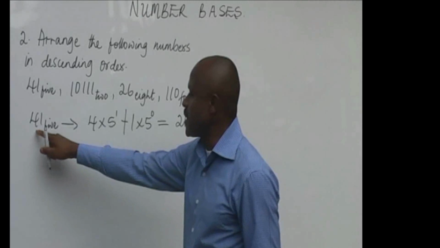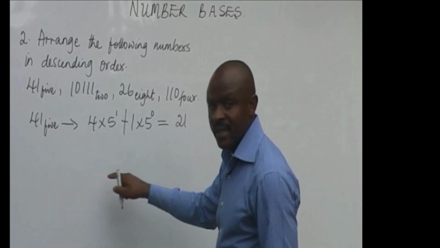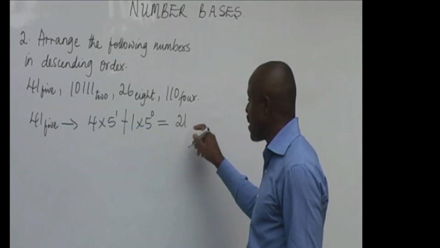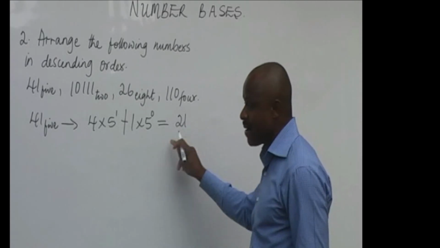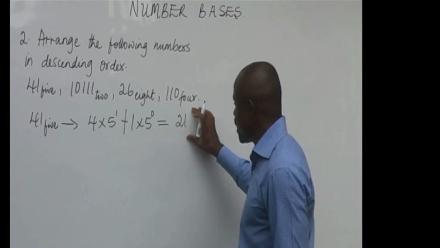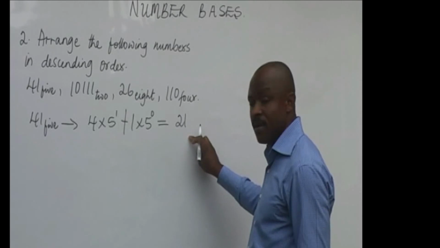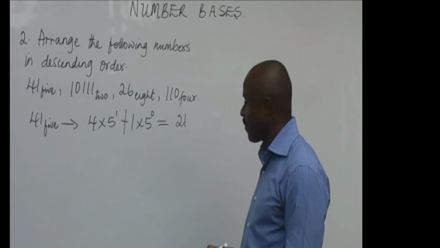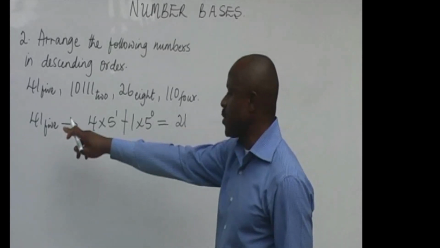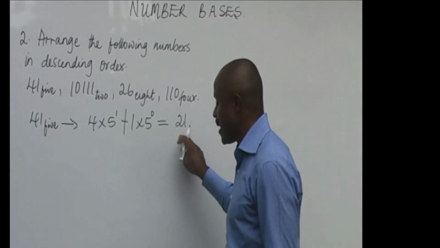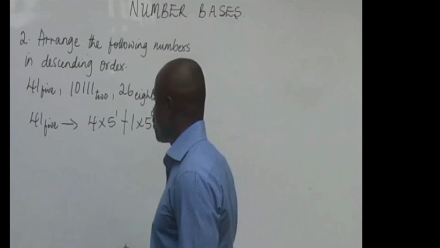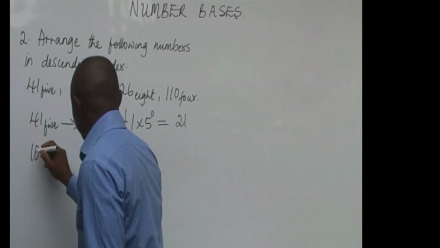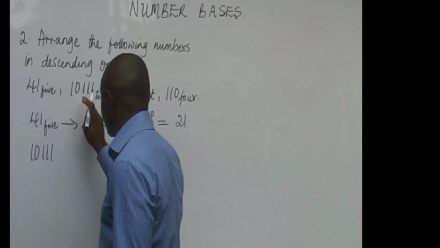So we have that 41 base 5 is having the same value as 21 base 10, but you don't write 10 below like this. Whenever you see a number without a base written below it, it means base 10. So this is the value of 41 base 5 in base 10. Let's take the next one. The next one is 10111 base 2.